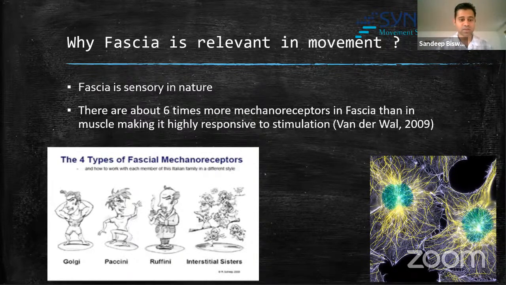Okay, the next one, the crazy guy, is the Pacinian corpuscles. Okay, so Pacinian corpuscles are again present in the myotendinous junction. They're present in the joint capsules. They're present in spinal ligaments.